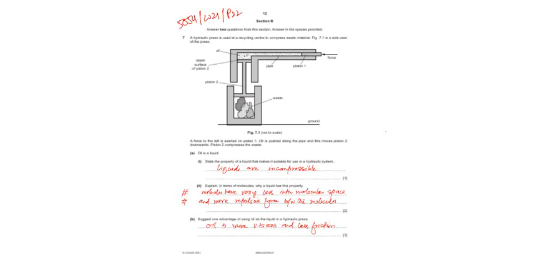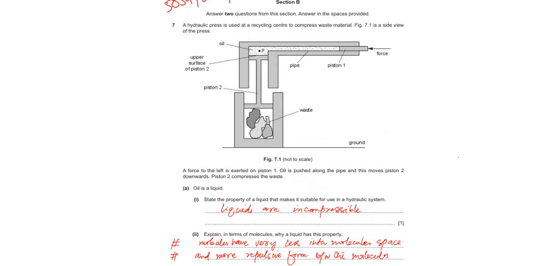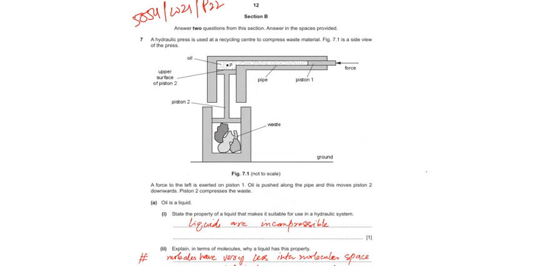5054 October/November 2021 paper 2 variant 2, section B, about hydraulics. Question number 7. A hydraulic press is used to recycle waste materials. The figure is a side view of the press.